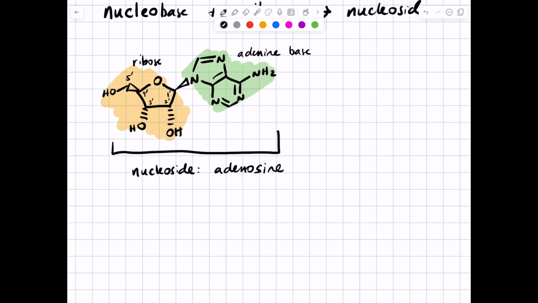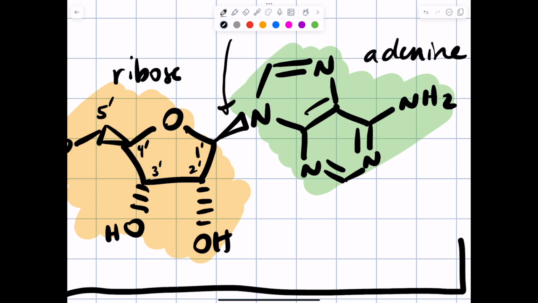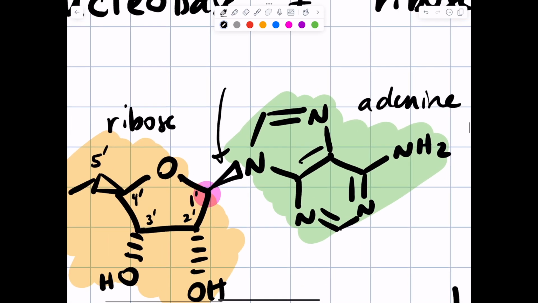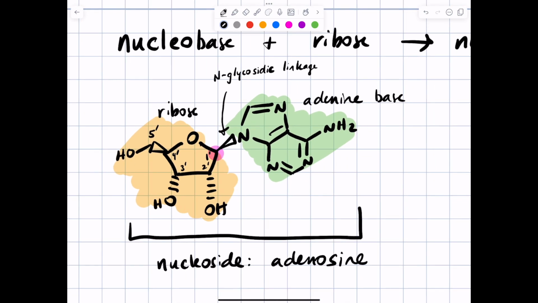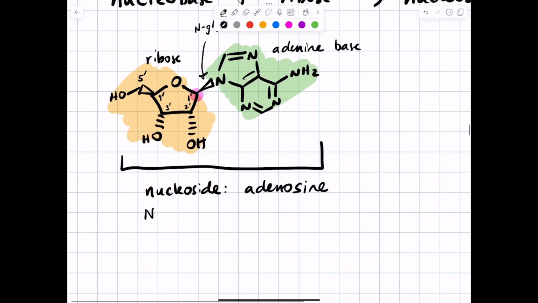I will point out that this bond between the nitrogen and the anomeric carbon of the sugar, that's called an N-glycosidic linkage. And nucleosides are an example of what are called N-glycosides. The anomeric carbon of the ribose ring is making a bond with the N, the nitrogen of the base.